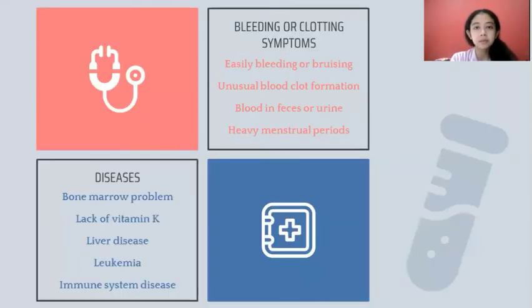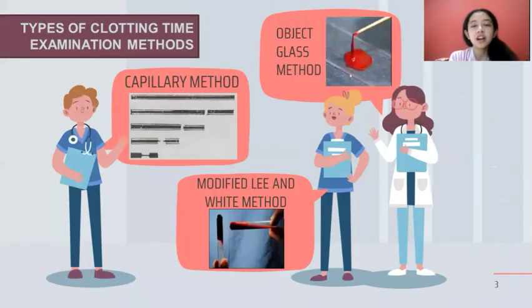Clotting disorder may lead to a serious bleeding or clotting problem. That is why clotting time examination is needed if there are any symptoms such as easy bleeding or bruising, unusual blood clot formation, blood in feces or urine, and heavy menstrual period. It is also suggested for those who have several diseases, such as bone marrow problem, lack of vitamin K, liver disease, leukemia, and also immune system disease, or before a surgery process. There are several types of clotting time examination method.